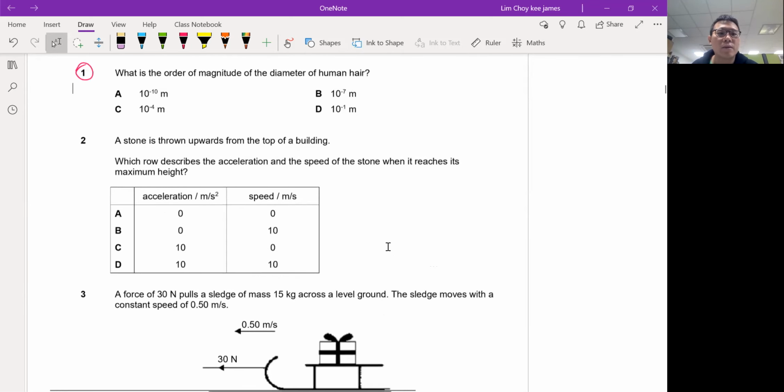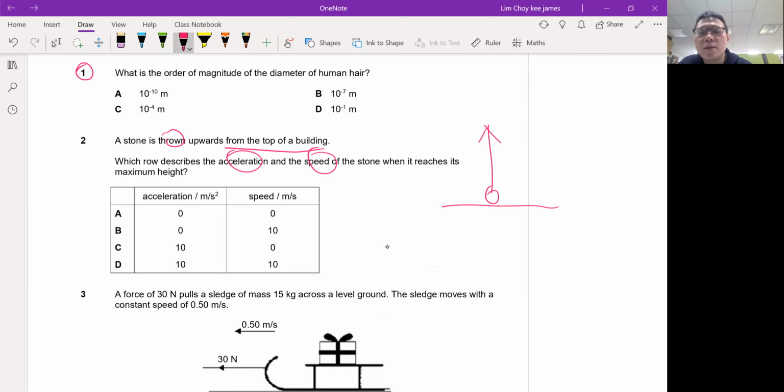Now, the other one that we are looking at is the second question: a stone is thrown upwards from the top of a building, and we describe the acceleration and the speed of the stone. First thing is, when you say thrown upwards, it means the stone is actually thrown upwards, from the ground or from a building. This hint will tell you this is a simple free fall question. It means the object is in free fall.